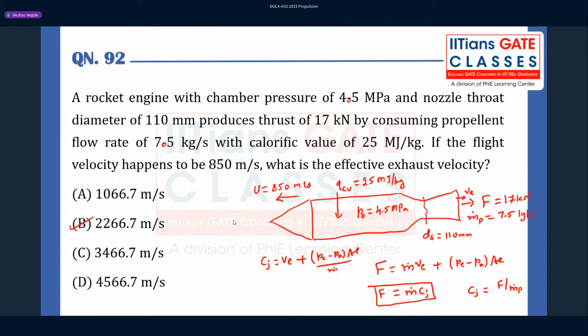In this problem, there is a lot of redundant data. We only require the thrust and mass flow rate. The other data is not useful in solving this problem.